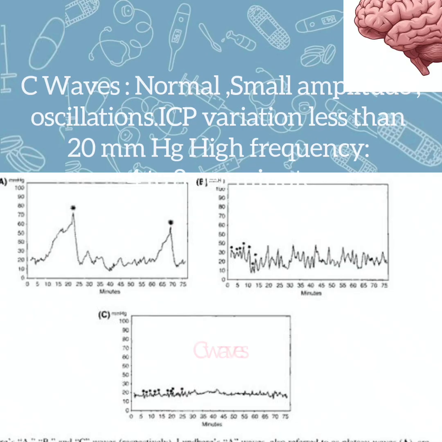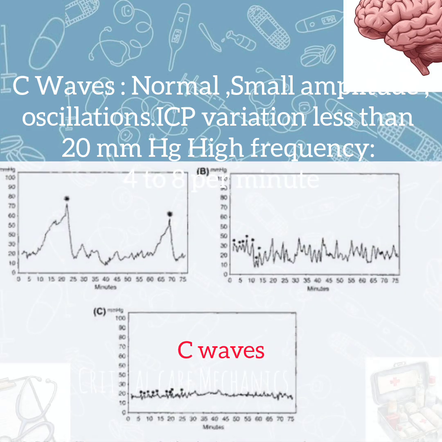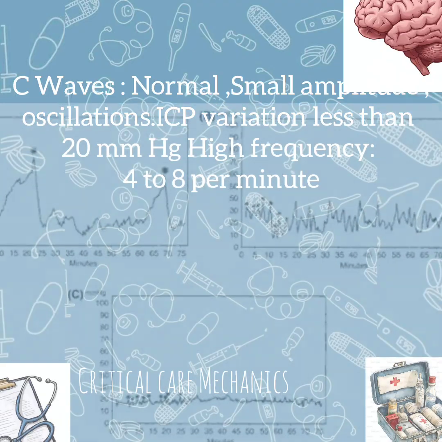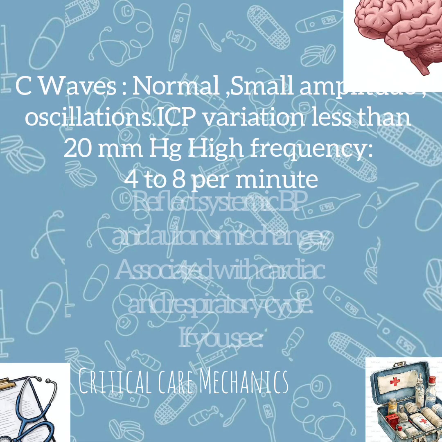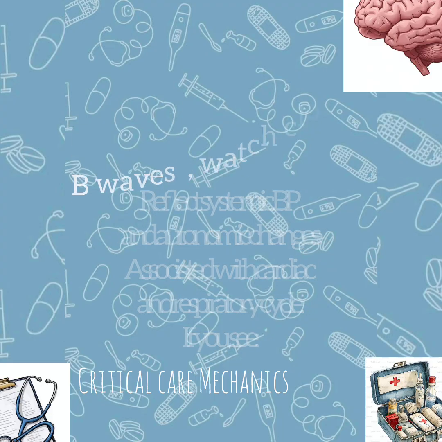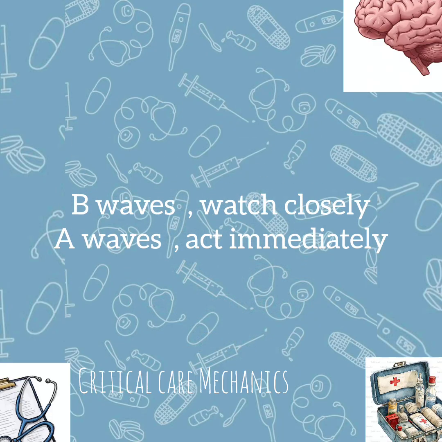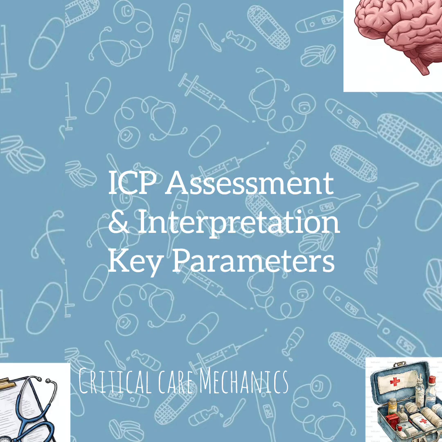C waves: normal, less clinical significance. Small amplitude oscillations, ICP variation less than 20 mm of mercury, high frequency, 4 to 8 per minute. Mechanism is related to Traube-Hering-Mayer waves, blood pressure oscillations. They reflect systemic BP and autonomic changes, associated with the cardiac and respiratory cycle. If you see B waves, watch closely. A waves, act immediately.